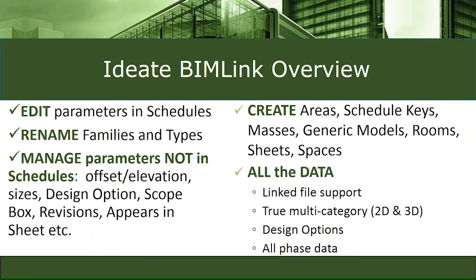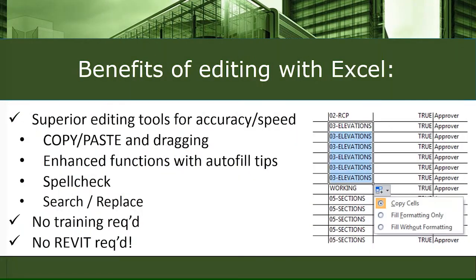And then I touched upon the fact that we can have RVT linked data, so I can use that as a reporting feature. I'm not able to change information in the link, just like you can't with Revit, but I can certainly report on that information. And then I've got information for design options and all the phase data as well. Again, I'm just touching the surface here because we're going to be presenting a further webinar on Ideate BIMLink in the future. Hopefully I've shown you that editing with Excel allows you to quickly manipulate and change these items with ease.